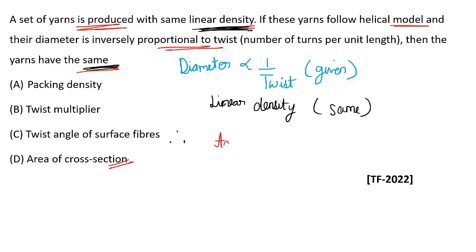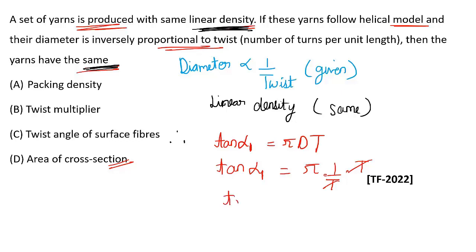for twist angle, tan alpha is equal to pi dt, where t is twist, d is diameter, and alpha is the twist angle of the surface fibers. So for this it is given that the diameter is inversely proportional to twist, so we can replace diameter by 1 upon twist, into twist. So tan alpha, for the first case, tan alpha 1 is equal to pi. It is constant.